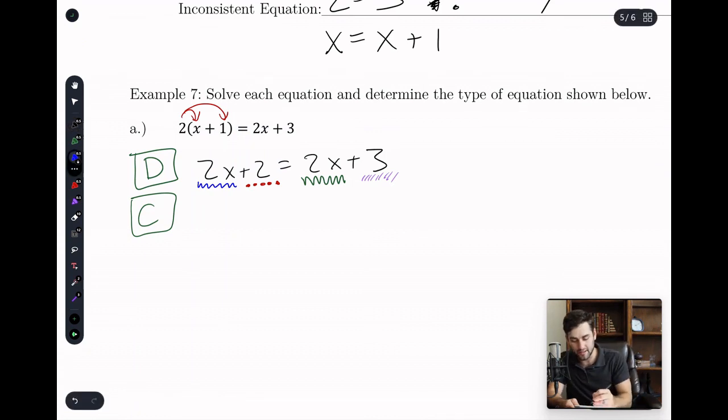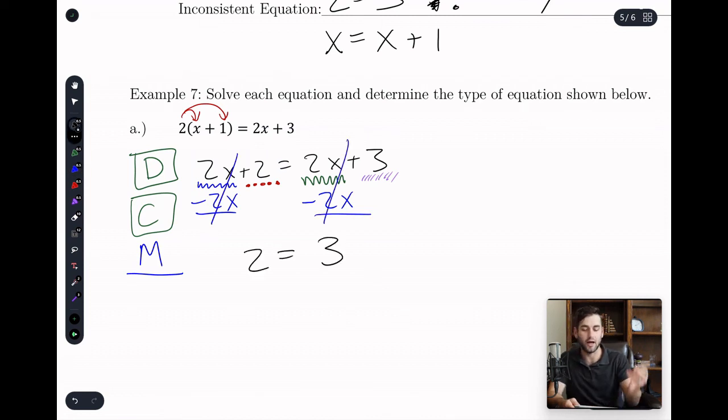So we go with M, which is move all of the x's to the left. So subtract 2x, subtract 2x. Oh no, something cool is going to happen. Those cancel, those cancel. We're left with 2 equals 3. Exclamation point, or this little lightning bolt looking arrow sign. Bad, bad, bad. That's a bad version of that. Let's do better.